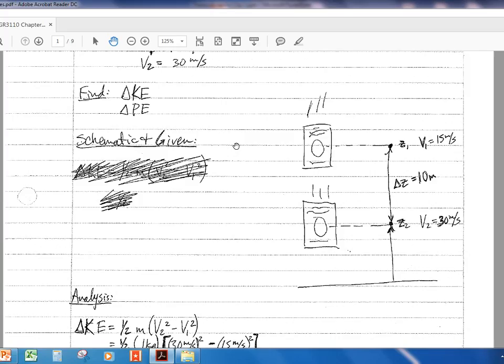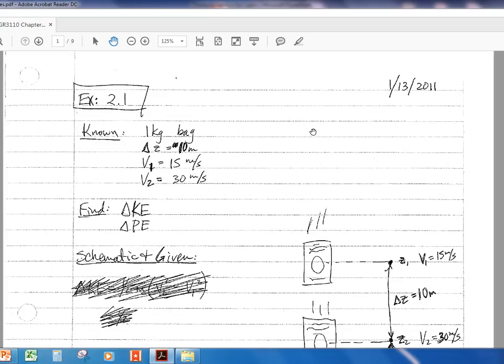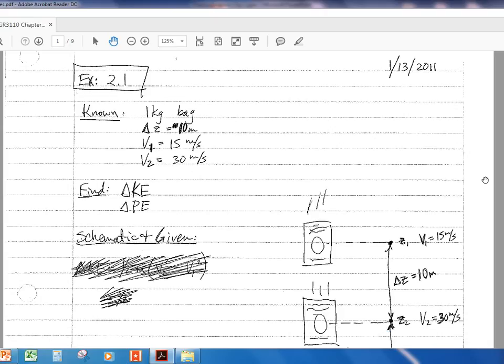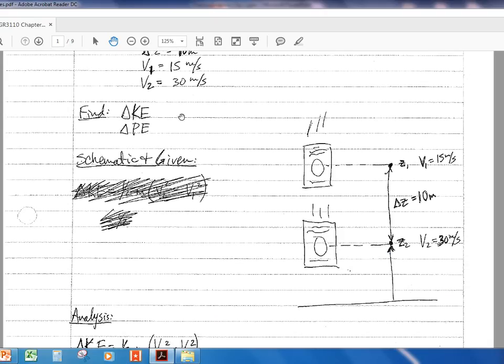So let's just briefly review the known, right? We know that we have a 1 kilogram bag of tortilla chips. We have a change in height of 10 meters. So it's decreasing from 20 meters down to 10 meters. We have an initial velocity of 15 meters per second, and the velocity increases as the bag falls to 30 meters per second. We're looking to find the change in kinetic energy.